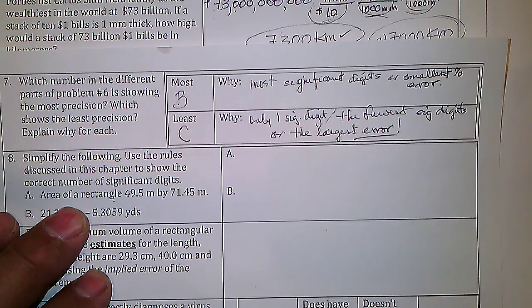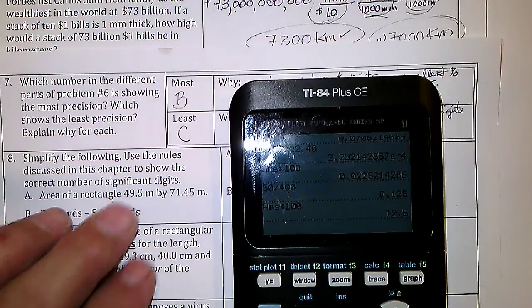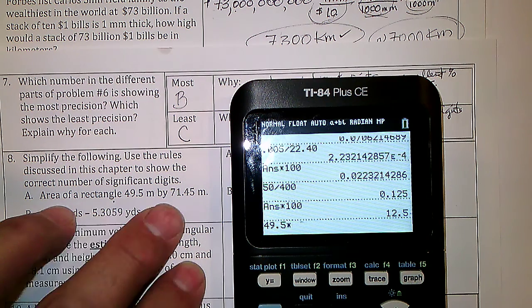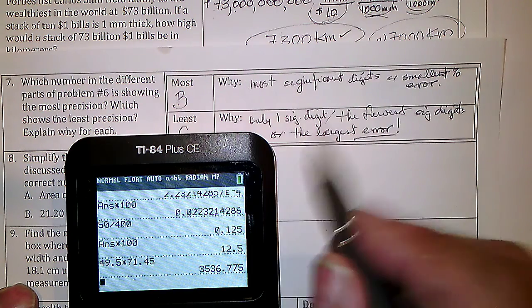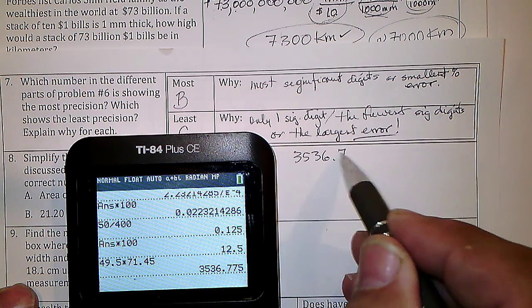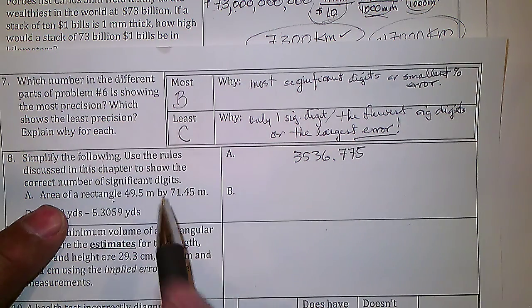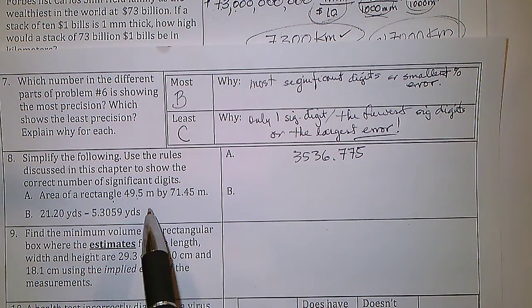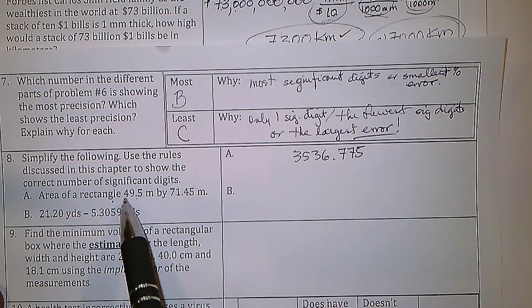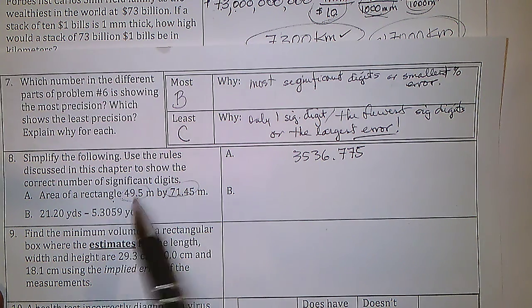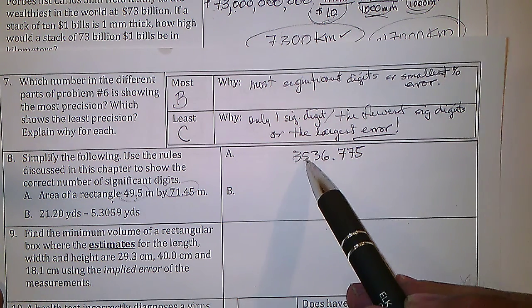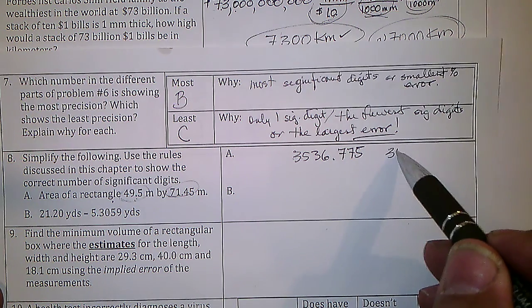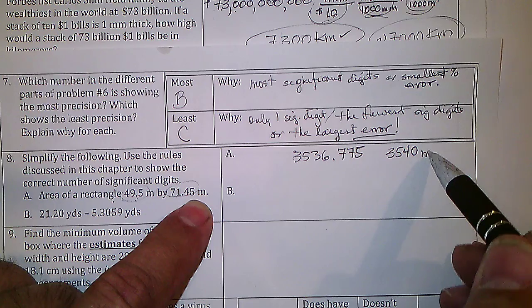Area of a rectangle. So normally you would just multiply that. So that'd be 49.5 times 71.25. That comes out to be 3536.775. But we're multiplying, so you use the least number of significant digits. This number has 3, this has 4, so we round it off to 3. 1, 2, 3, the next digit is bigger than 5, so we make it 3540 meters squared.